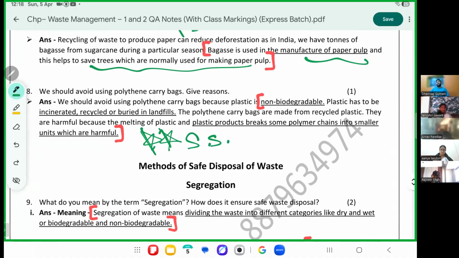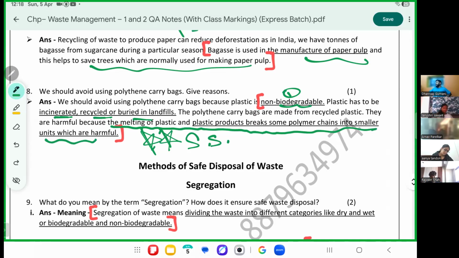You shouldn't use polythene bags because polythene is non-biodegradable. Number one, polythene doesn't go anywhere. Plastic has to be either incinerated, recycled, or buried. The polythene bags are made from recycled plastic. They are harmful because, please mark, the melting of plastic and plastic products breaks some polymer chains which are harmful.